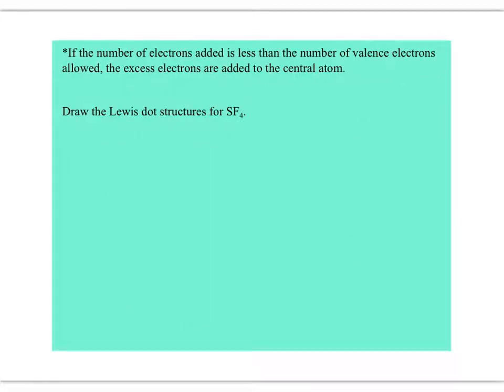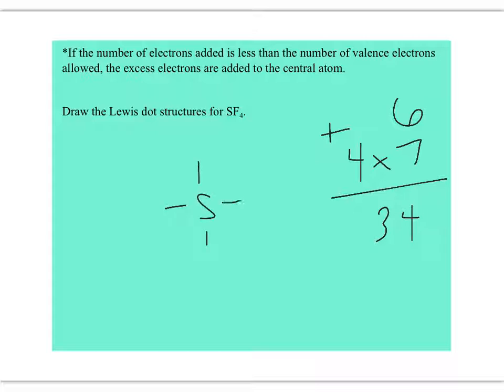Sometimes you may run into a situation where you've given everything its octet, but you still have extra electrons. And in that case, we will always put those on the central atom. In sulfur tetrafluoride, sulfur has 6 valence electrons. It's in group 6A. And fluorine has 7 valence electrons. It's in group 7A. There are 4 of those fluorines. That's 34 valence electrons. Sulfur goes in the center with the fluorines attached.